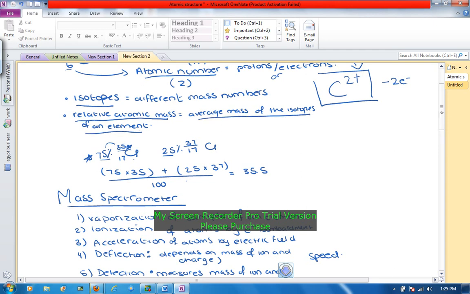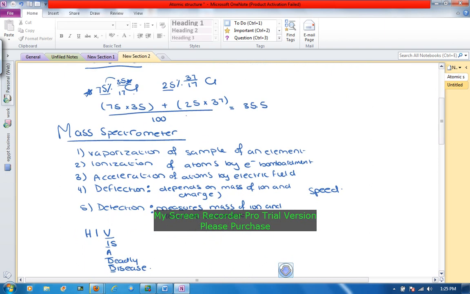And the way to work it out is, I've given the example of chlorine. If you're given a sample of chlorine, you'd have 75% of chlorine-35 and 25% of chlorine-37. The way to work out the relative atomic mass is by multiplying the percent and the mass number and adding them together. So 75 times 35 plus 25 times 37, divided by 100, and you get 35.5 as the relative atomic mass, and this is the number that's actually given to you on the periodic table.